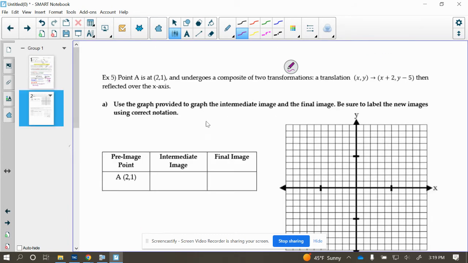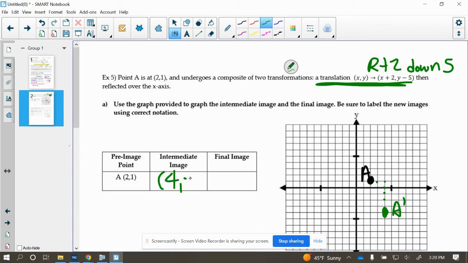Now, we also need to be able to physically plot these points. So this first example tells us we have a pre-image point A that is located at 2, 1. So I'm going to start by graphing that on my picture if it isn't already. Now, the first thing they want us to do is take this and translate it right 2 units and down 5 units. So I'm going to take this point, I'm going to move it to the right 1, 2, down 1, 2, 3, 4, 5. And this again gets labeled as a prime, our first transformation. And that's located at 4, -4.